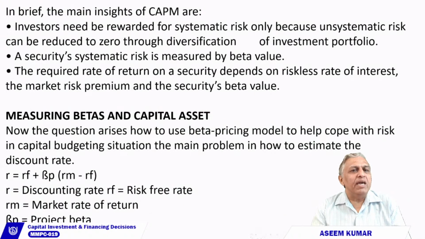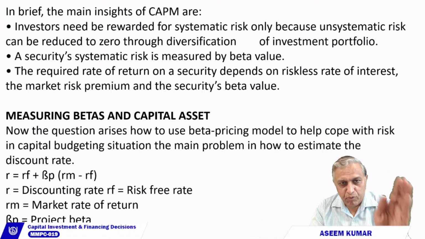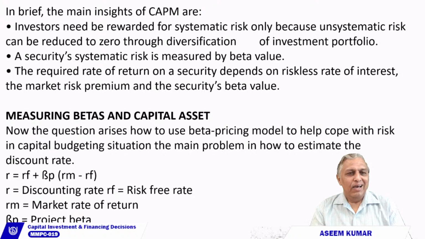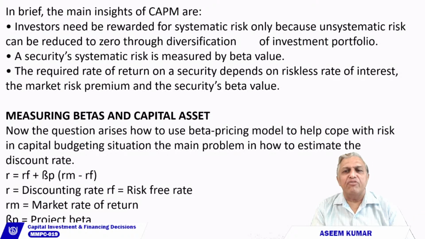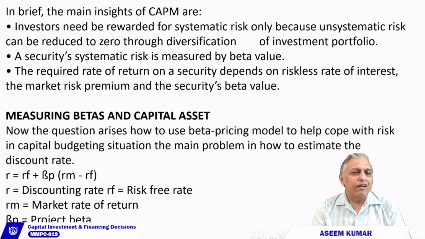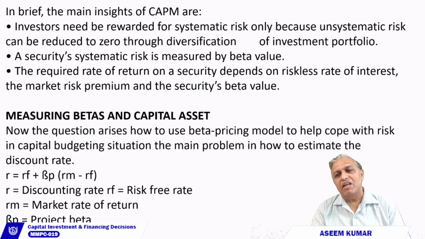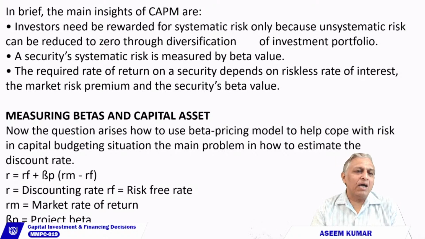In brief, the main insight of CAPM for investment is that investors need to be rewarded for systematic risk only, because unsystematic risk can be reduced to zero through diversification of the investment portfolio. A security's systematic risk is measured by its beta value. The required rate of return on a security depends on the riskless rate of interest, the market risk premium, and the security's beta value.